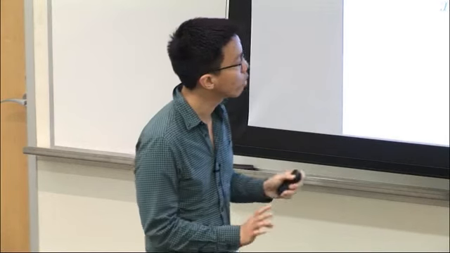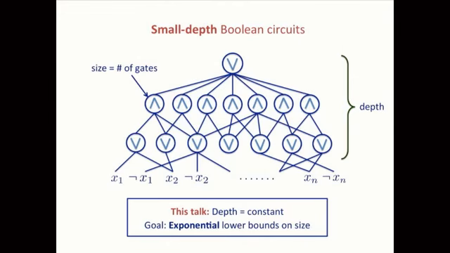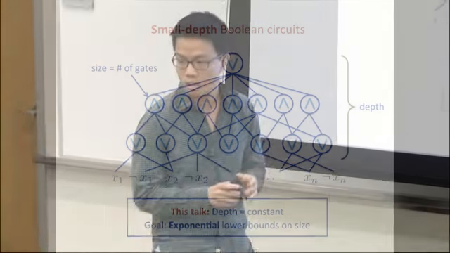Just these two. And we're going to make it even simpler and fix one of them. For this talk, we'll think of depth as a constant, say 100. The only parameter we care about is the number of gates, which is size. And we are interested in very strong lower bounds on size, exponential, under this assumption that the depth is constant. Okay, so that's our model.